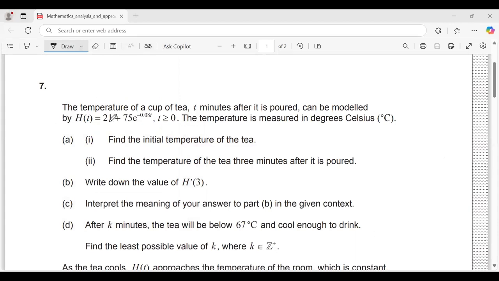Number 7, the temperature of a cup of tea t minutes after it's poured can be modeled by this equation. The temperature is measured in degrees Celsius. Find the initial temperature of the tea. Find the temperature of the tea 3 minutes after it is poured.